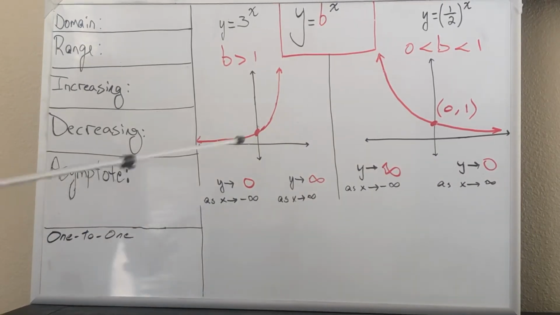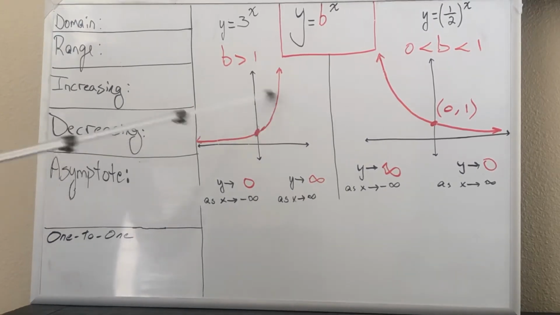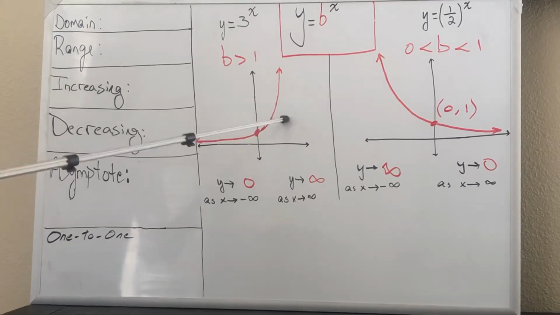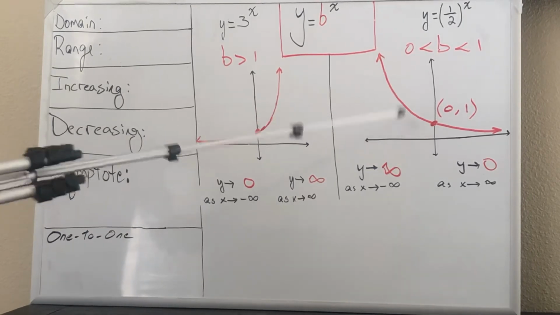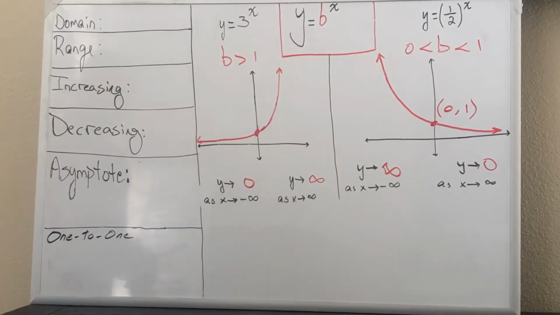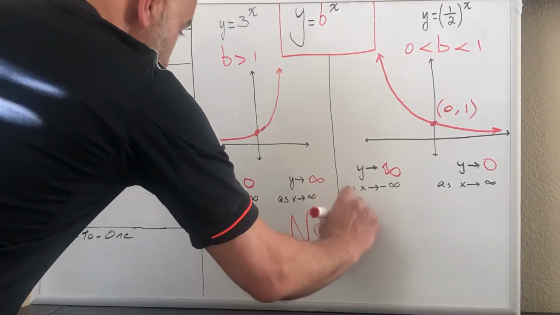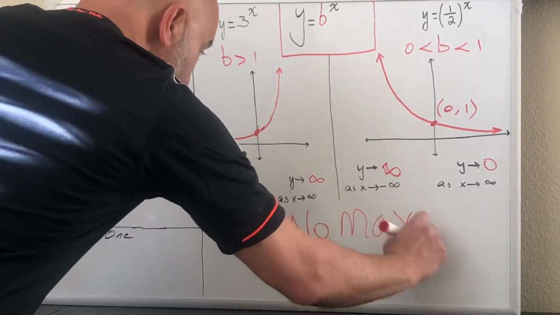Sticking with the idea of growing without bound is the discussion for maximum and minimum values of a function. Well, since both of these curves, this curve on the right side and this curve on the left side, go up without bound, that means we have no maximum value for the function. So an exponential function has no maximum value.